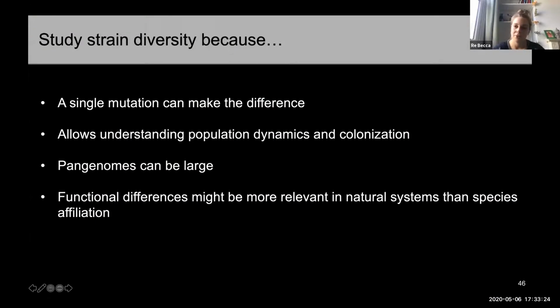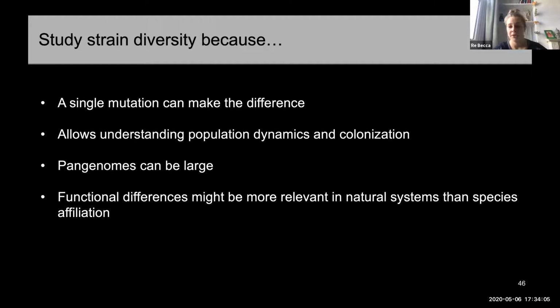And now, just to wrap this up with a couple of general statements, I think that even though this is a very remote symbiosis somewhere in the deep sea, the topic of strain diversity within natural communities is very relevant. As I said in the beginning, even a single mutation can make a functional difference. And by looking at these fine-scale differences, this really helps us in understanding the population dynamics and colonization of communities where we cannot yet culture the organisms. Pangenomes can be large, even if you have identical 16S sequences.